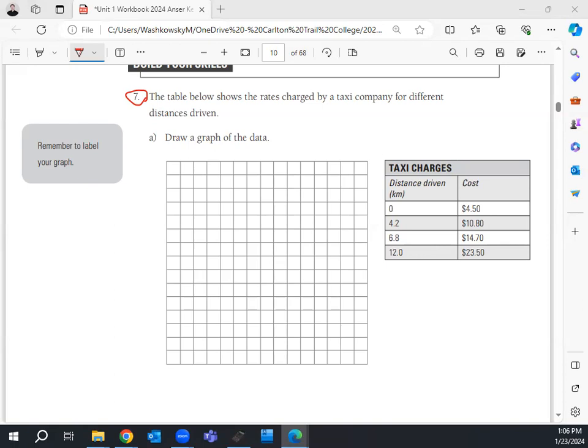I'm going to pause the recording. And if you're not too sure yet, your distance driven in this case is going to be your x, that's independent. And your cost is going to be your y values.